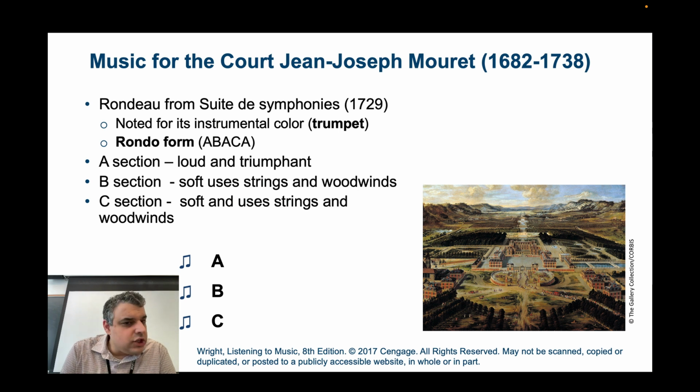But the B section is going to be soft. There's no trumpet. There's no timpani. It's just strings and woodwinds. Then we go back to the A section again, which is very, very boisterous. It has the trumpet, same material as the opening. And then the C section, again, is different material, but it's soft and it's using the strings and the woodwinds again. Let's go through and listen to each of these sections.